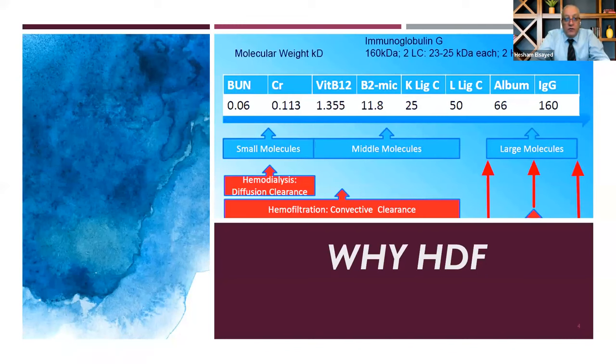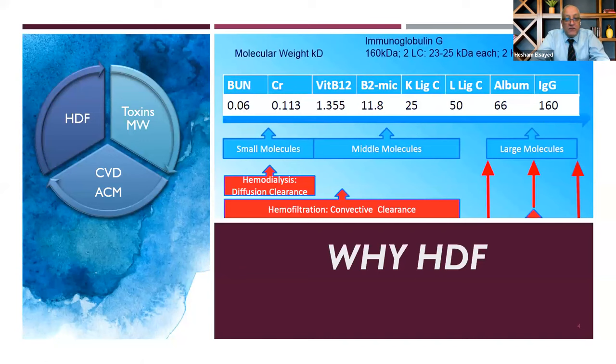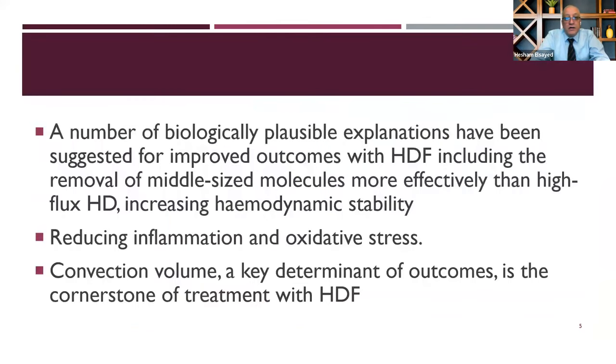So why implement hemodiafiltration? Because we need to move forward to removing larger molecules that are related directly to patient morbidity and mortality, especially cardiovascular. We have a lot of toxins with larger molecular weight. We have all-cause mortality and cardiovascular mortality, and we have to implement HDF, especially in a personalized way. A number of biological explanations have been suggested for improved outcomes with HDF, including the removal of middle-sized molecules more effectively than high-flux dialysis, and, importantly, reducing inflammation and oxidative stress.